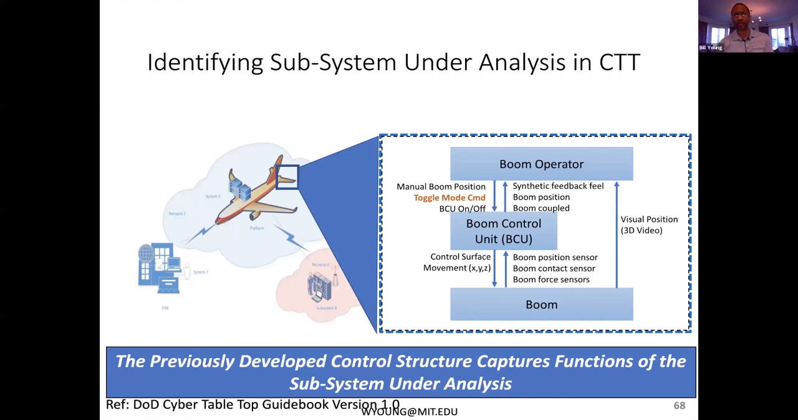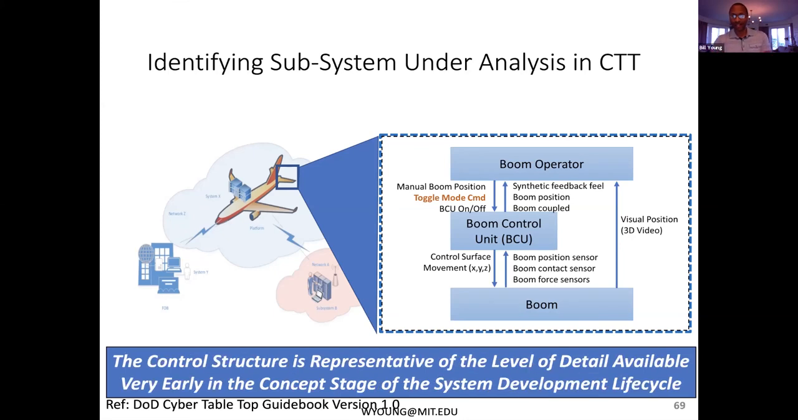Also, the DoD cyber tabletop says you're supposed to use all these various artifacts. Well, in generating our control structure, guess what we used? All the artifacts that the DoD cyber tabletop recommends that you use. This is just a process to do it, and so it fits very, very neatly.